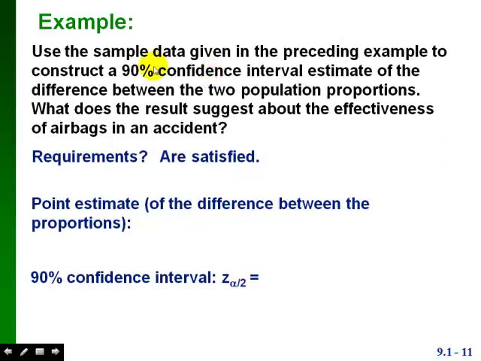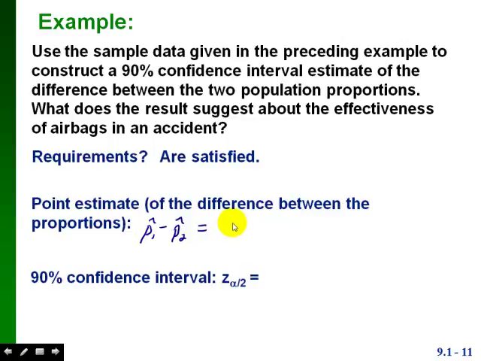So let's try this. We're going to construct a 90% confidence interval estimate of the difference between our two population proportions for the airbags problem. Okay, so our requirements are satisfied. We had 2 independent samples and we have at least 5 successes and 5 failures for each one. Now for our point estimate, again, that's our p1 hat minus our p2 hat.